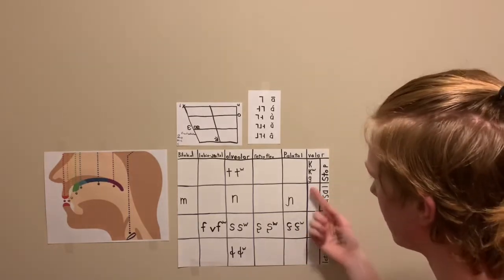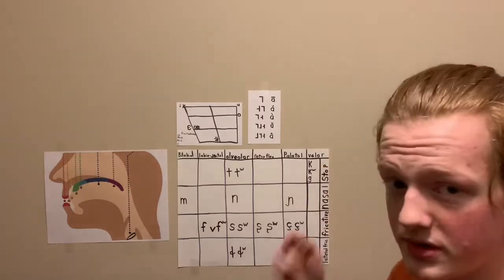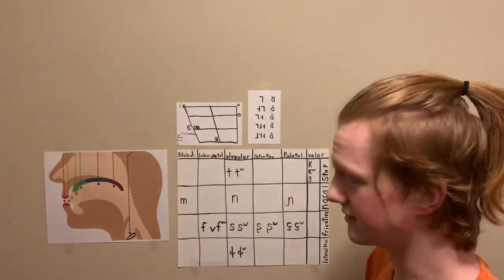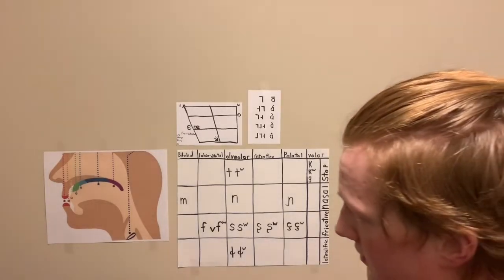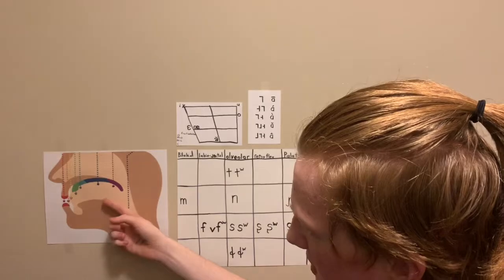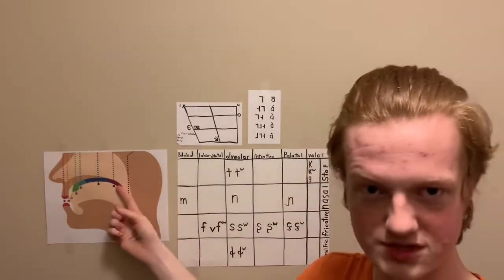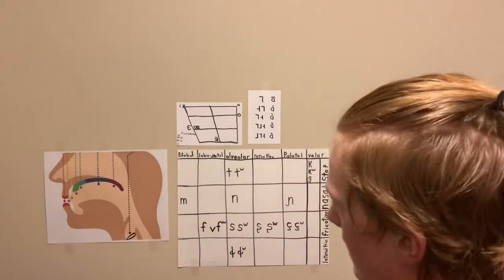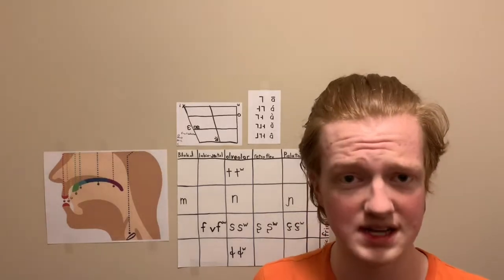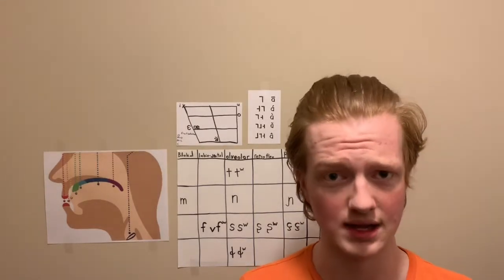The last place of articulation that we'll be going to today is the velar consonants. Now, the velar consonants are formed with the back of the tongue interacting with the soft palate, which is found here at the mouth. We have consonants like this in English with ka, ga, and nga.